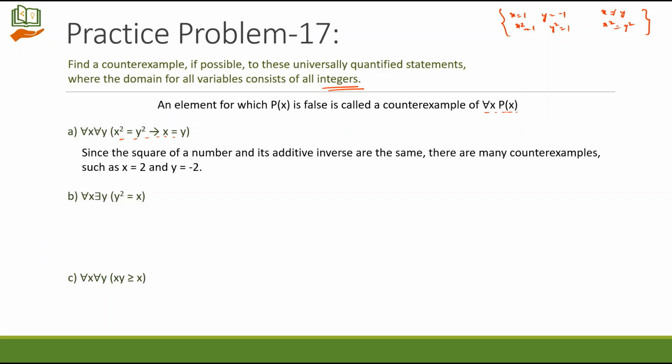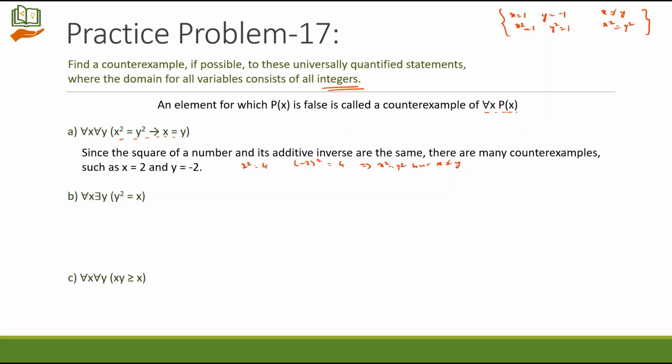So when you have 2 square, it is going to be 4. When you have minus 2 the whole square, it is going to be 4. So here also x square is equal to y square, but x is not equal to y because x is plus 2 and y is minus 2. What about B problem? For all x, there is a y. So for every value of x, there is a different y. Y square is equal to x.